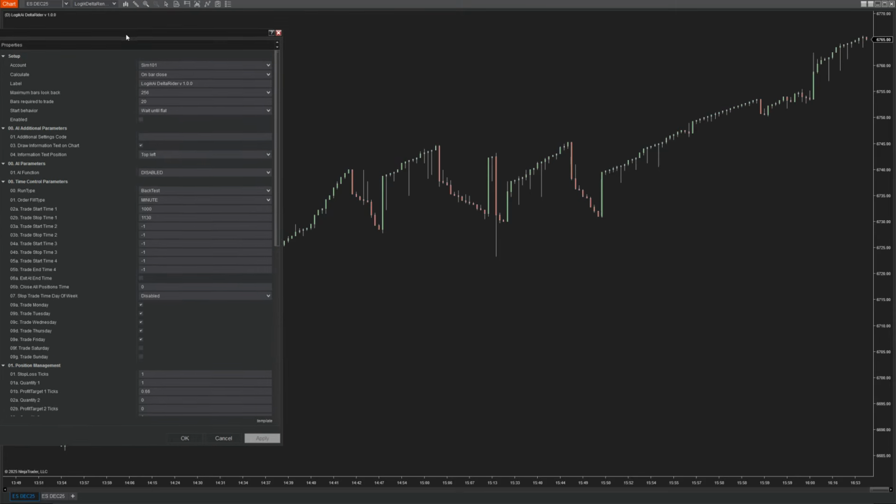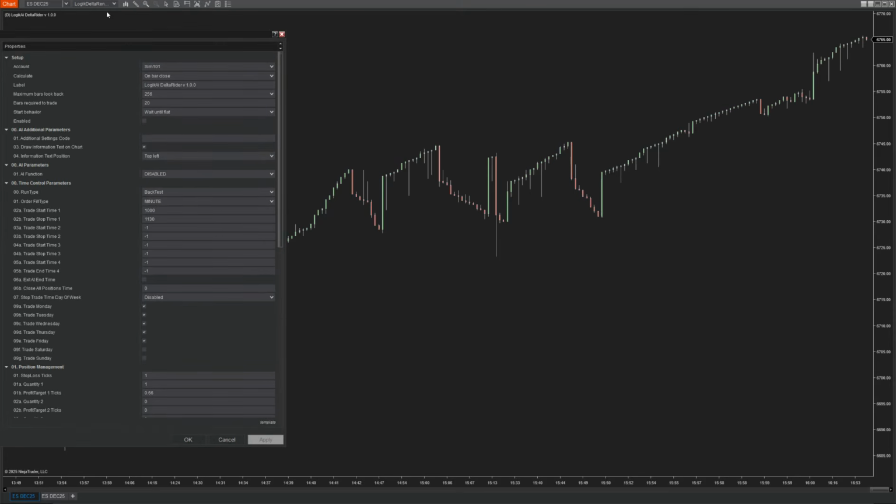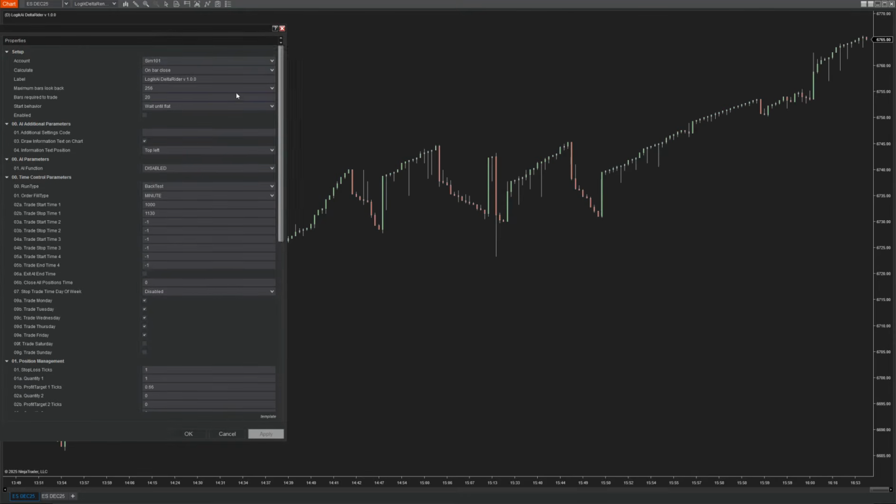So this is one of the strategies that I've developed, and this uses the DeltaRenko bar, which is up versus down pressure style bar type, and it gives you these nice smooth trends in one direction or the other based on how much the market is pushing in that direction. This is called the LogikAI Delta Rider.